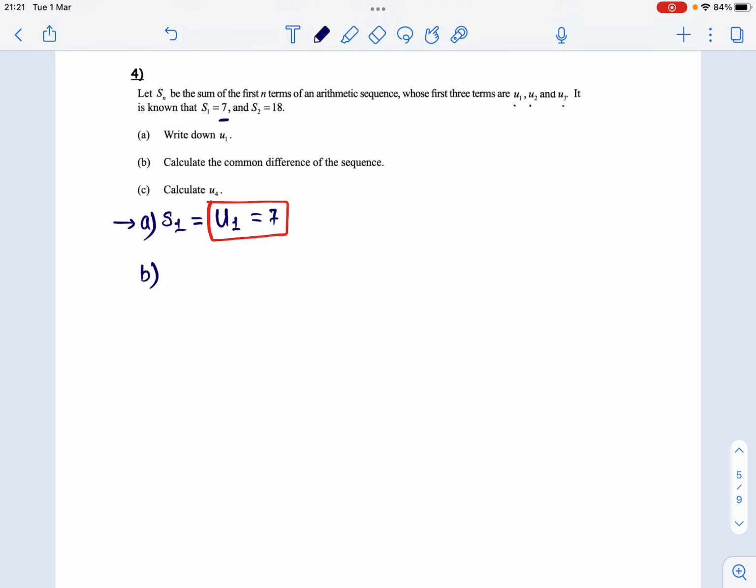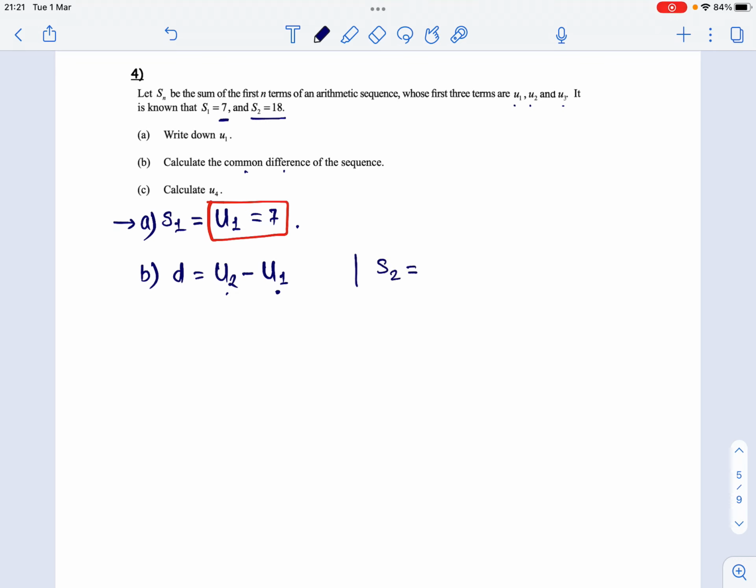Second, calculate the common difference. We know that the common difference is the next term minus the previous one, which is u2 minus u1. We know u1 is 7. We calculated it from the first part, but we don't know u2. But they have given one more condition, that is S2. We will use that condition.